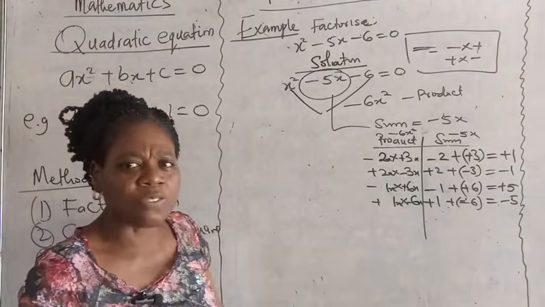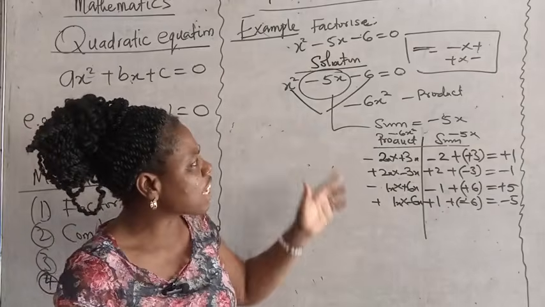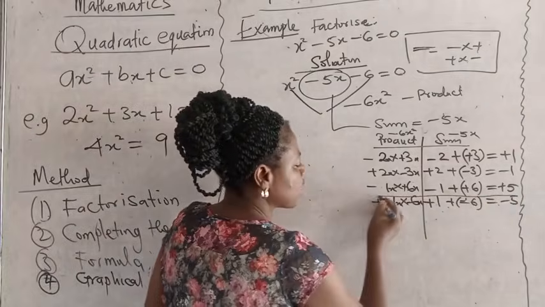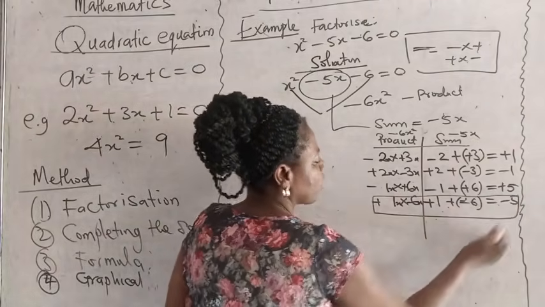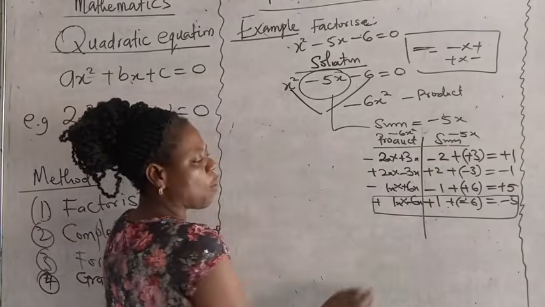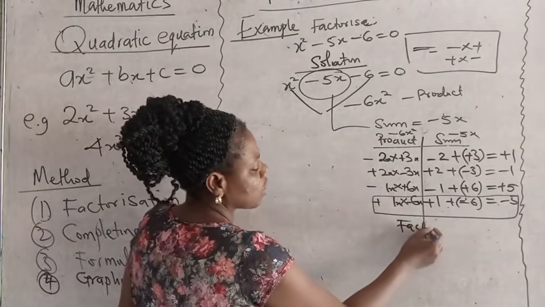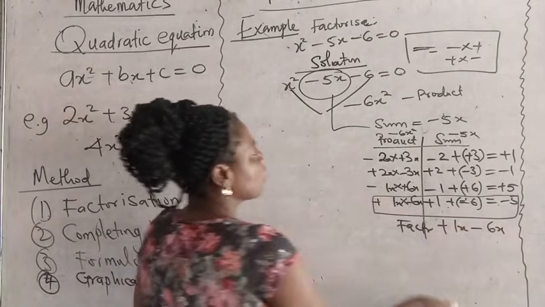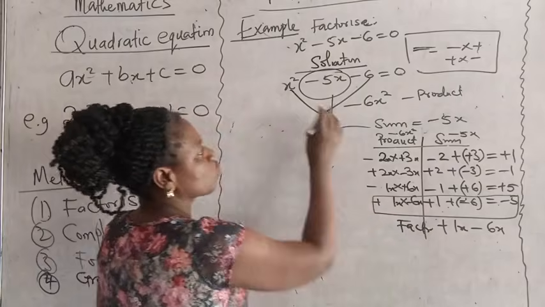So let's look at it very well. Which of them gives minus 5? The last one gives minus 5, so this is the factor. And what is the factor? Plus 1x and minus 6x. So I will now substitute this factor into the equation.